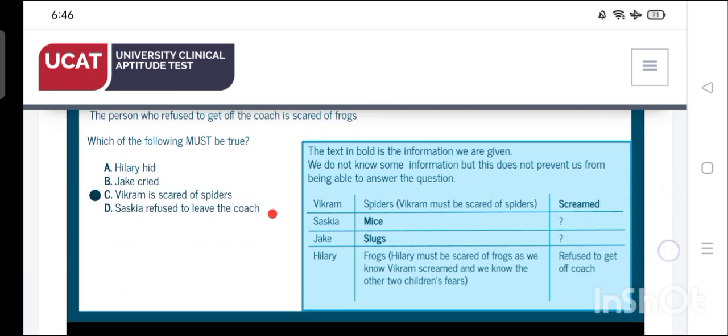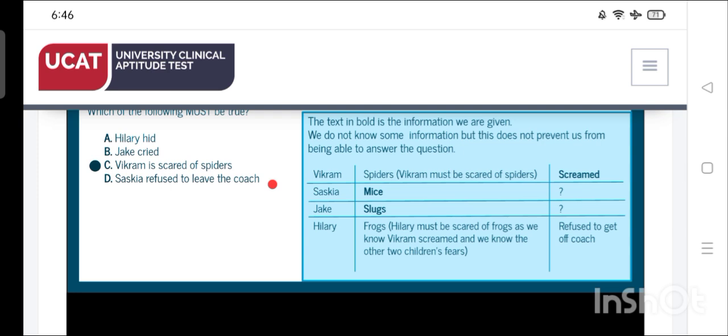So here we have a strategy for how you're going to solve it. You can make a table like this one on your notebook with a marker pen and conclude your answer correctly. The text on the board is the information we are given. We do not know some information, but this does not prevent us from being able to answer the question. Vikram, spiders. Vikram must be scared of spiders because he screamed. This is the information we have been given, that Vikram screamed.